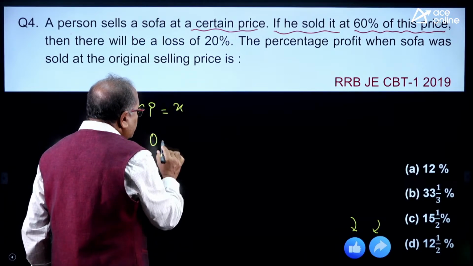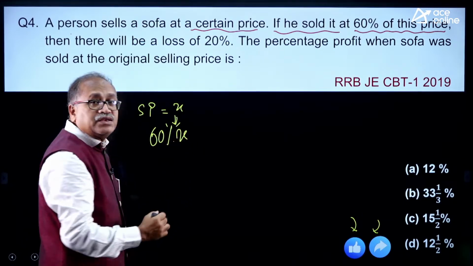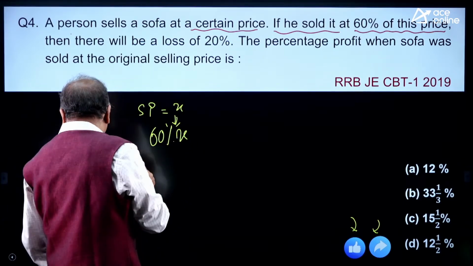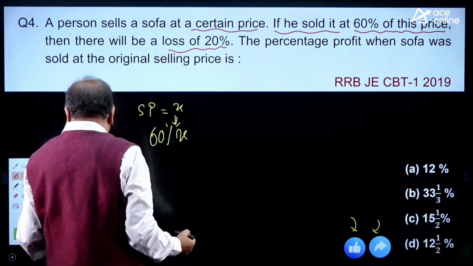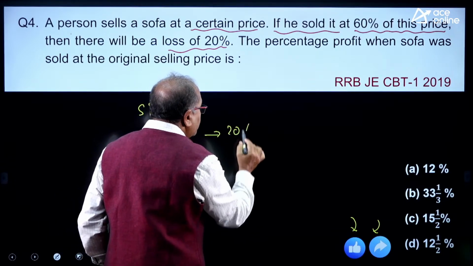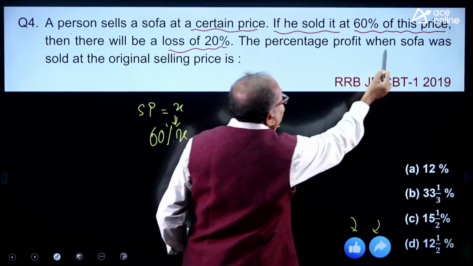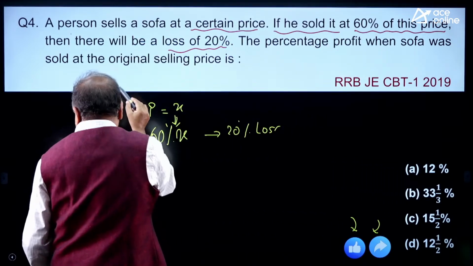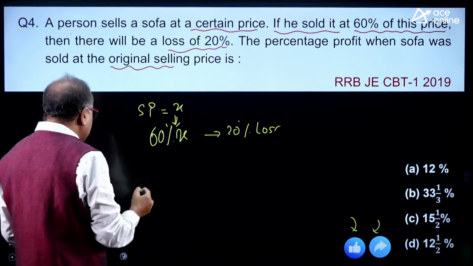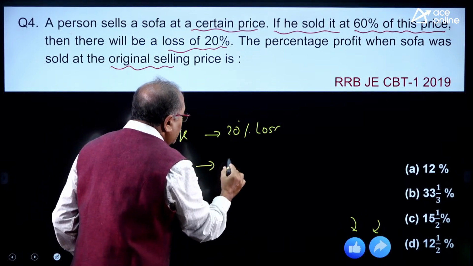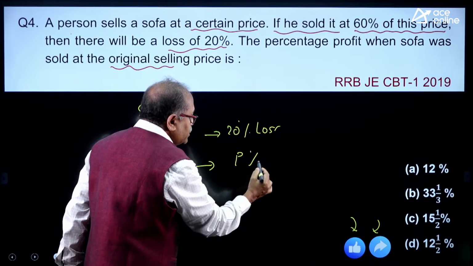If he sells at this price, then what happens? There will be a loss of 20%. In this case, he is losing 20%, that is what is given in the question. Now, what is the percentage of profit when the sofa is sold at its original price? If it is sold at its original price, that is X, so what will be the profit percentage?